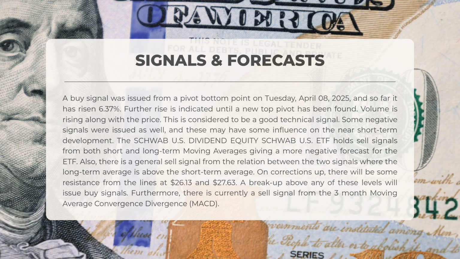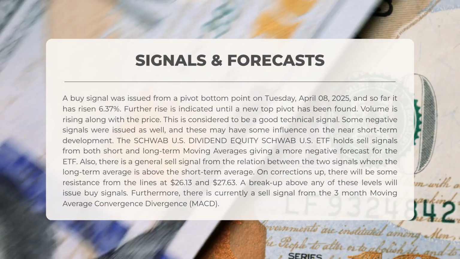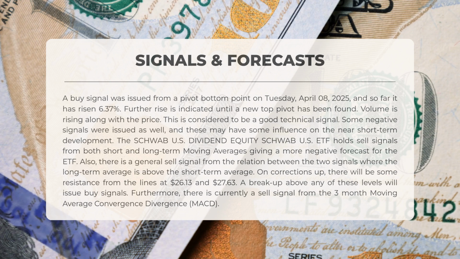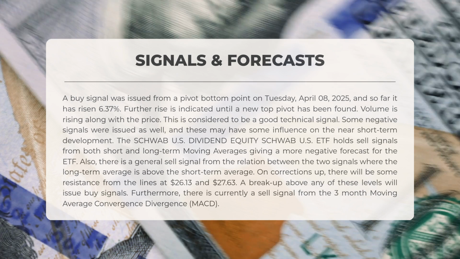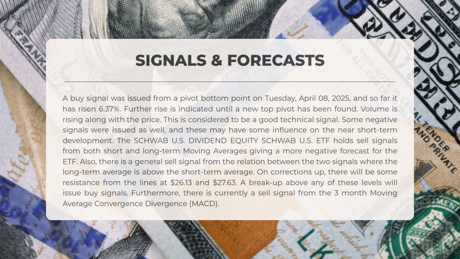Volume is rising along with the price, which is considered a positive technical signal. However, some negative signals have also been issued, which may influence the near-term development. The SCHWAB U.S. Dividend Equity ETF holds sell signals from both short-term and long-term moving averages, suggesting a more negative forecast for the ETF. Additionally, there is a general sell signal from the relationship between these two signals, where the long-term average is above the short-term average.